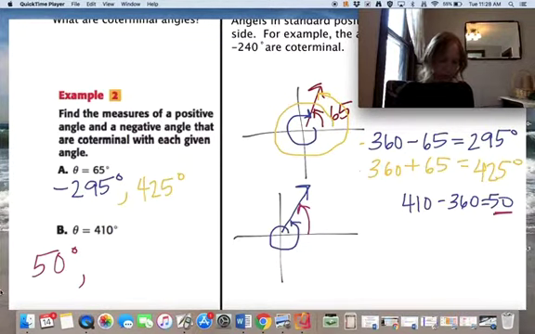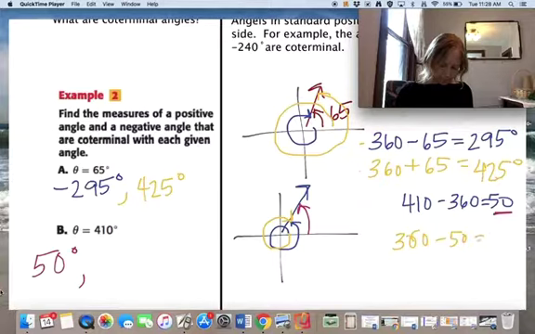Now to go negative, I'm going to drop it down, start on this positive x-axis, make my way around. How can I figure out what that is? Well, I can subtract 50 from 360, and I'd get a negative 310. And again, why would that be negative? Because I'm going down first.